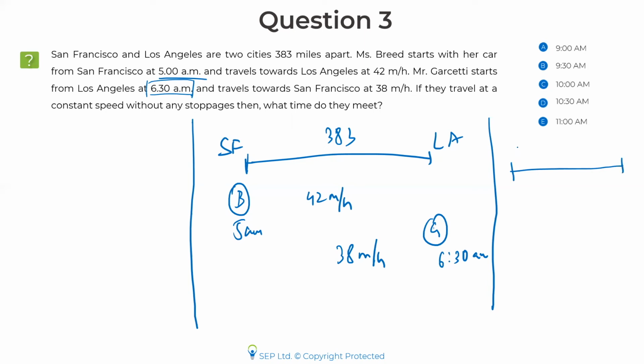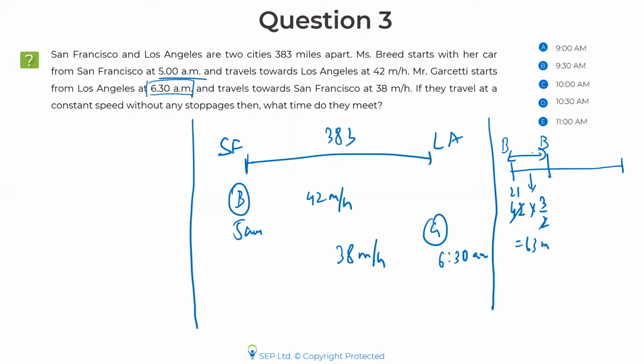From 5 a.m. to 6:30 a.m., only Miss B, the first person, is traveling. So that person has traveled for 1.5 hours, and is already ahead. I need to find the distance that the first person has covered. It is easy: 42 is the speed and 3 by 2 is the number of hours, so I get 63 miles. This person has already traveled 63 miles.